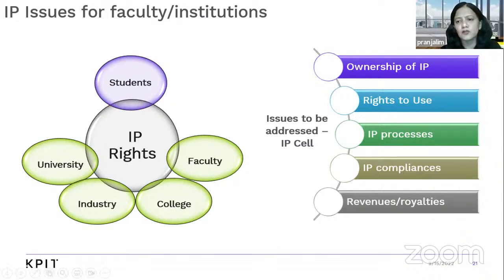So this is more from the college or institution perspective: it is very important that you define all the ownerships, all the IP rights, all the IP processes, compliance, the revenues and the royalty sharings. All these issues have to be addressed properly before you file an IP, so that there is clarity and a proper streamlining of the IP rights ownership and all the issues that come along with these IP rights. So it is better to have the IP policies in place.